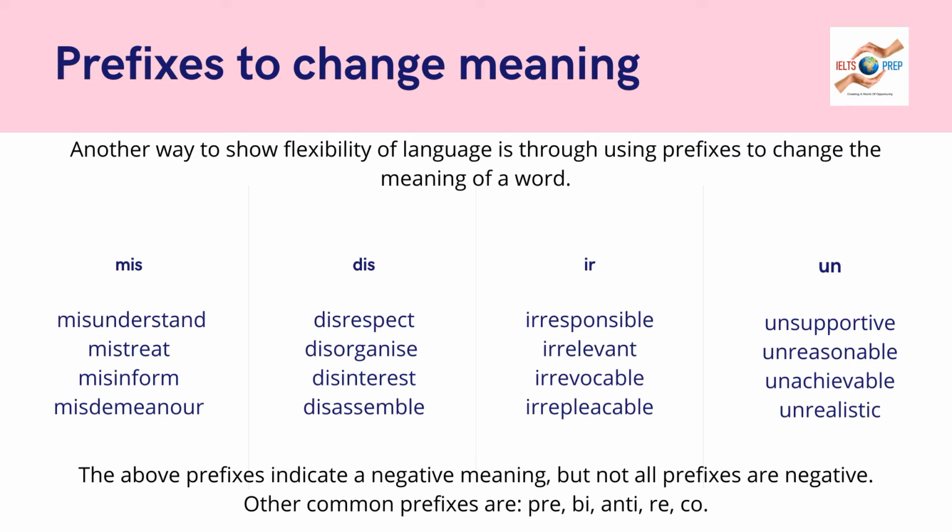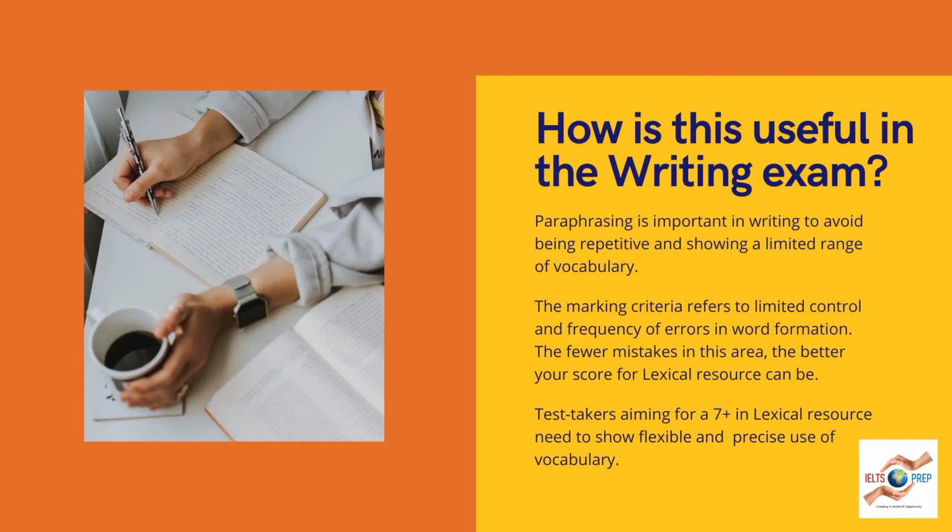But not all prefixes are negative. We could use the root word unite. We could say reunite. So reunite here, we're adding the re at the beginning of unite, and reunite becomes something positive, to reunite family and friends, to bring together again. So not all prefixes are negative.